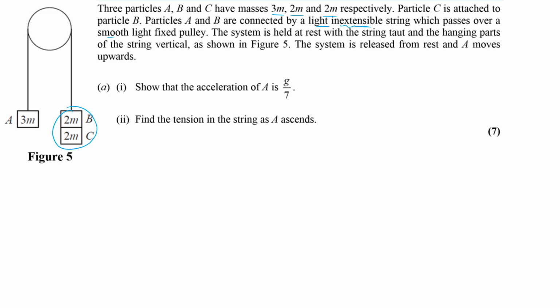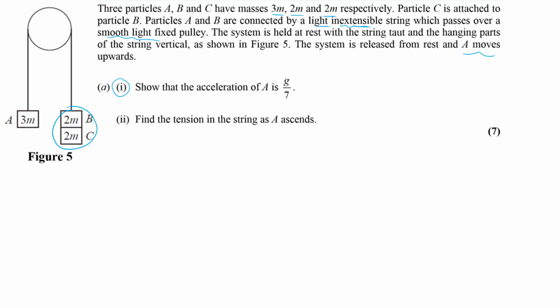We've got a smooth, light, fixed pulley. So again, no mass of the pulley, and smooth, so there's no friction at the pulley. The system is held at rest and the strings are vertical. The system is released and A moves upwards. So part A, show that the acceleration of A is g over 7.